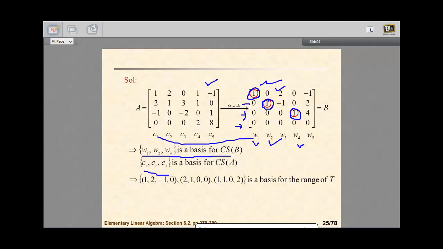So in this way, these are the basis for the range space. So whatever, C1, C2, C4. C1 will be 1, 2, minus 1, 0. C2 will be 2, 1, 0, 0, and C4 will be 1, 1, 0, 2, are called the basis for the range. So hopefully you understand this concept. We discussed these things in week 6, if you remember this. Any question up to here?